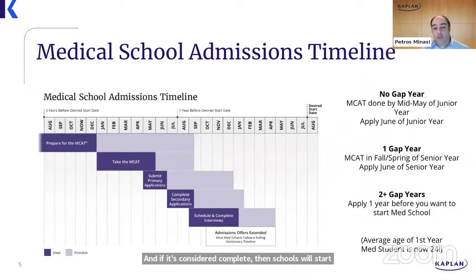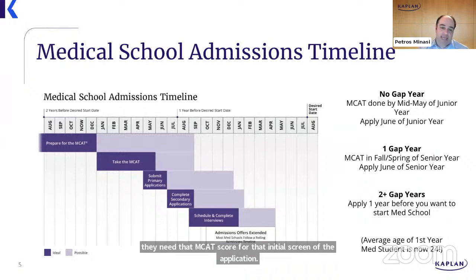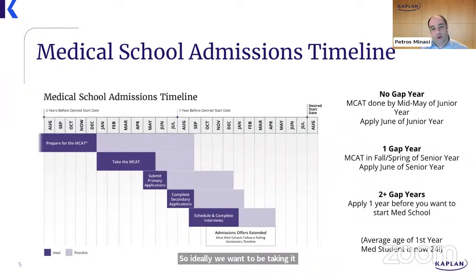Now, that being said, you can apply to med school without yet having taken the MCAT. You will indicate when your MCAT test date is, but the schools are not going to be able to evaluate your application because they need that MCAT score for that initial screen. So ideally, we want to be taking it sometime in April or May prior to that June submission, which means you are preparing for the MCAT starting about 5 to 6 months before that, which means starting at minimum in September, October, if you will, of the year before.